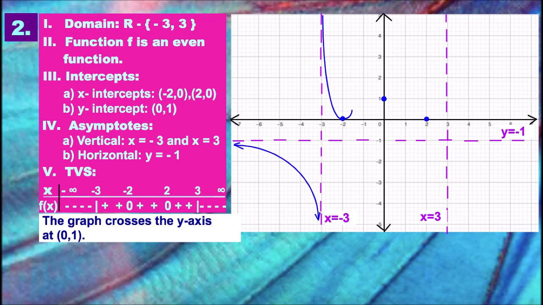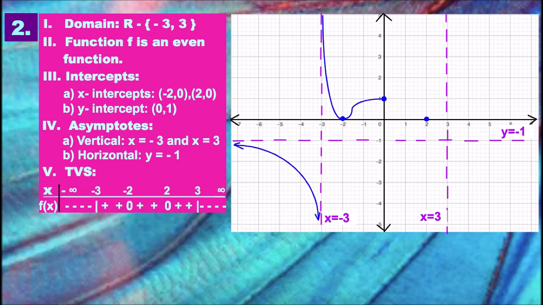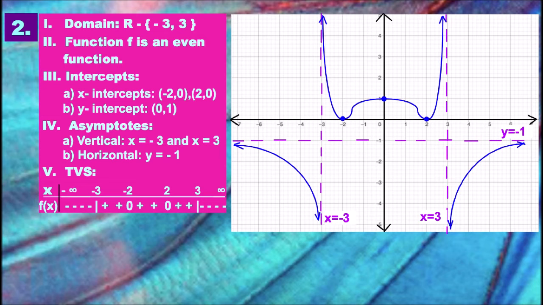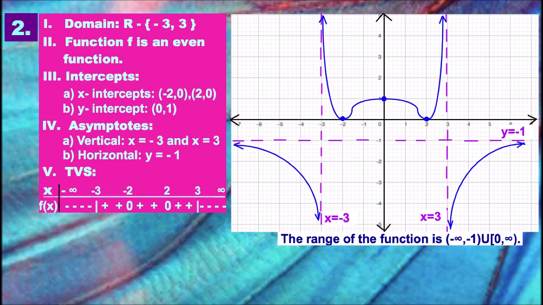The graph crosses the y-axis at point of coordinates (0, 1). So we fill that in. f is an even function, therefore the other side of the graph is a reflection over the y-axis. And just like that, what we've drawn to the left is reflected over the y-axis and repeated on the right. The range of the function is open interval (-infinity, -1) united with closed interval [0, infinity).